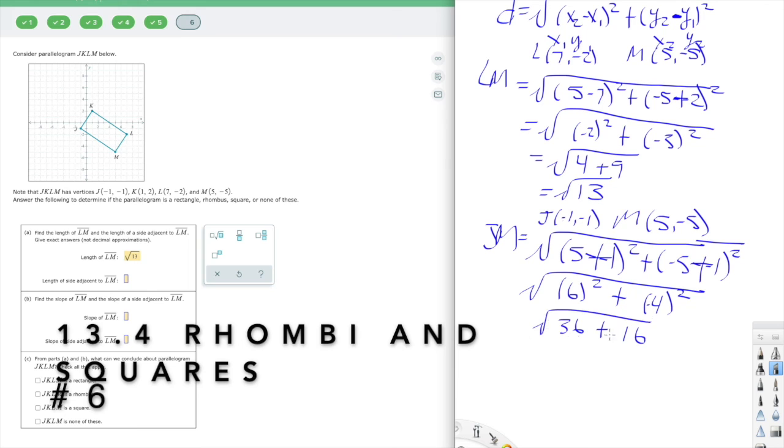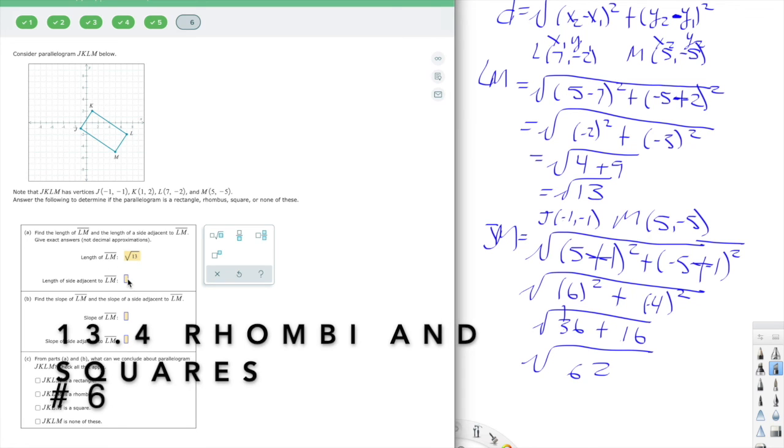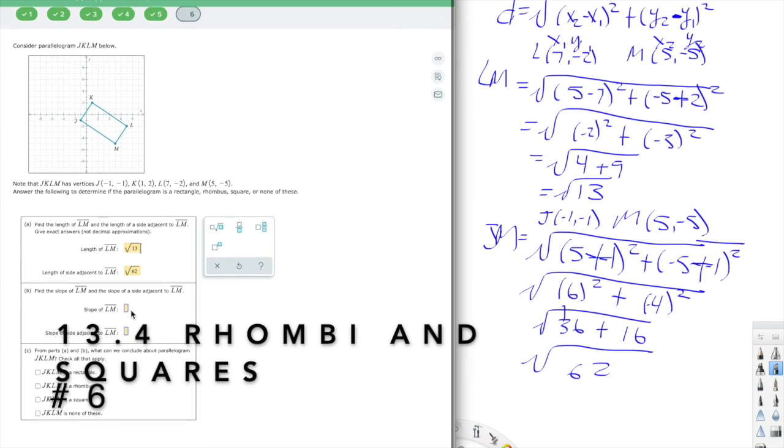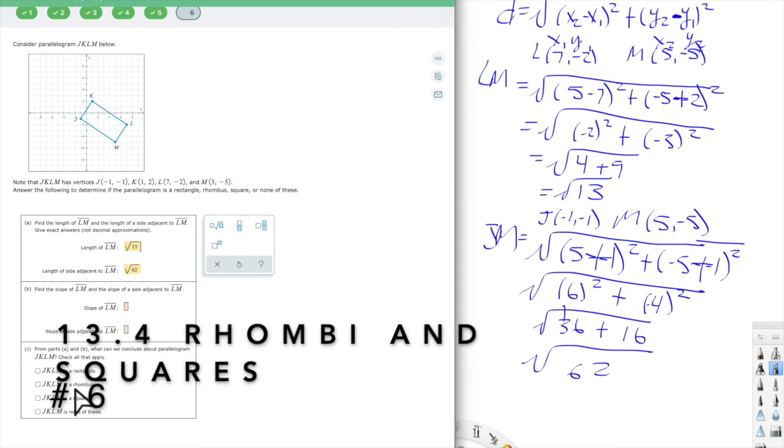So let's see, I end up with 12, 4, 5, 6, so 62. And I can't take any square roots out of that because it can divide by 2, but that would give me 31, so that doesn't help me at all. Oops, 62, not 32. So they're obviously not congruent. So it's not a rhombus, which means it's not a square. But we can still see if it is a rectangle other than, you know, rhombus or square.